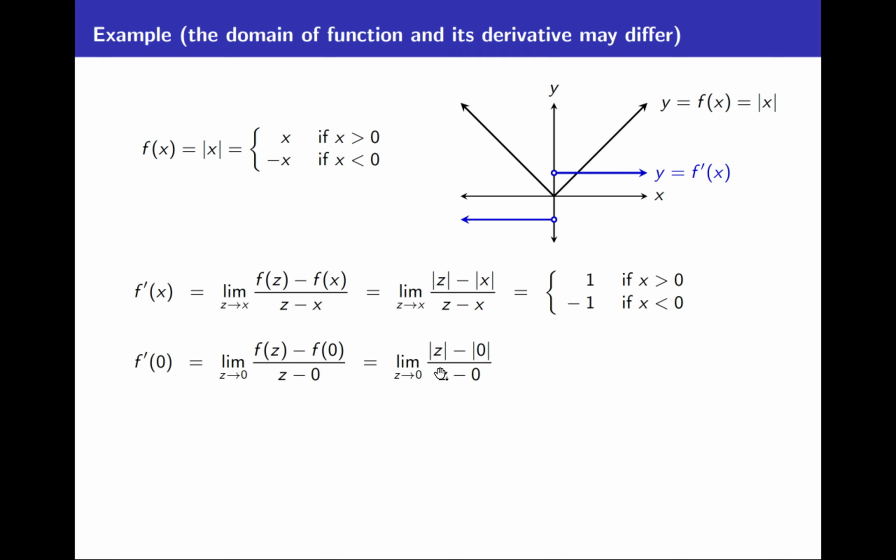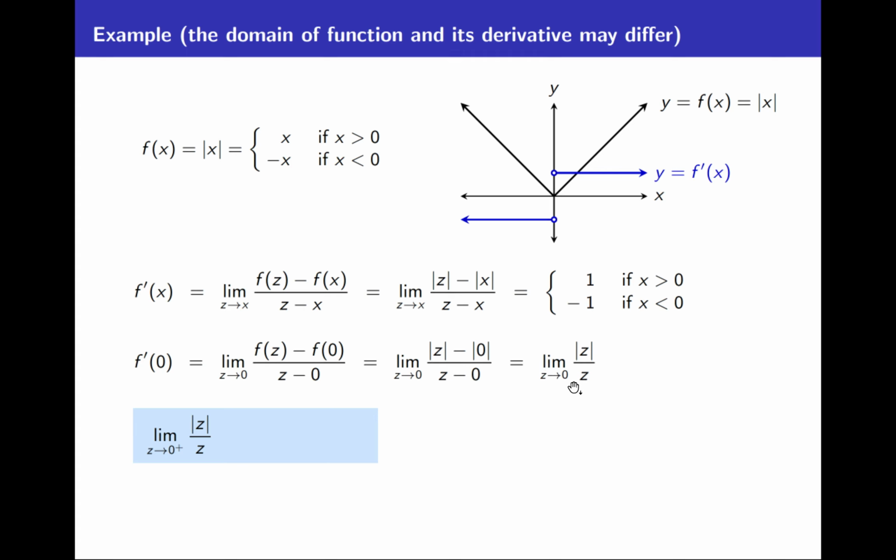And f is the absolute value function, so we get this. But the absolute value of 0 is just 0, and here we have z minus 0. So now this limit simplifies to the limit as z approaches 0 of the absolute value of z over z. Now this looks like a limit that we have seen back in chapter 2. Remember these limits? We investigated them by looking at the right-hand limit and then the left-hand limit.